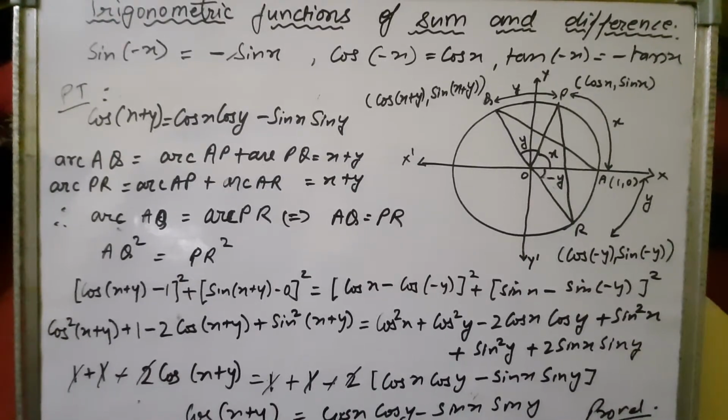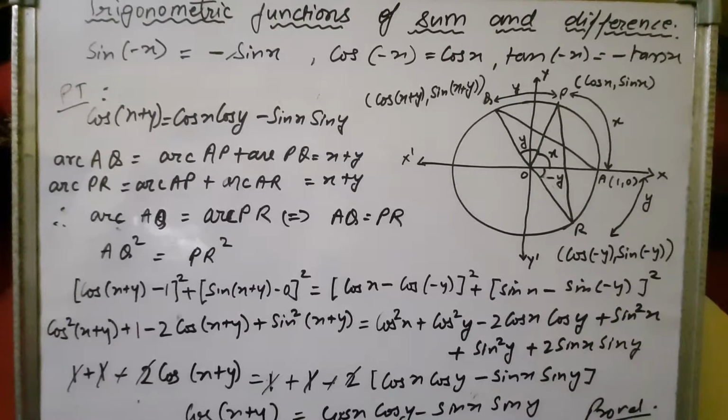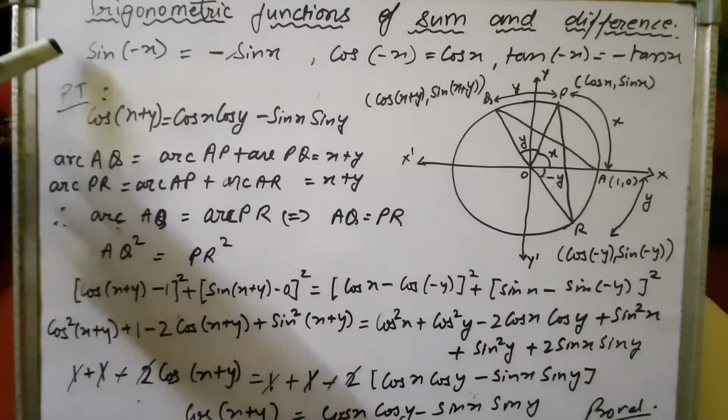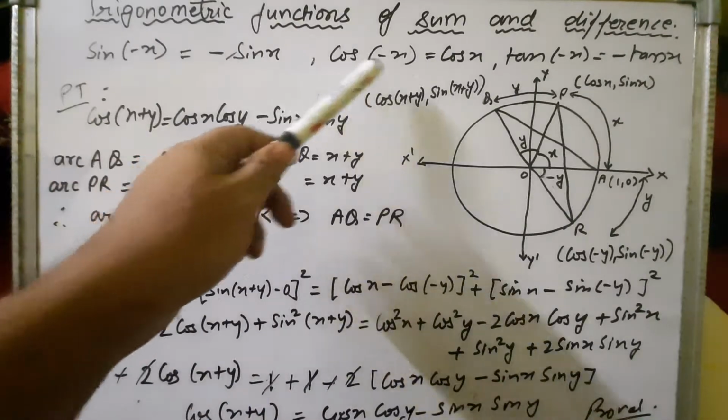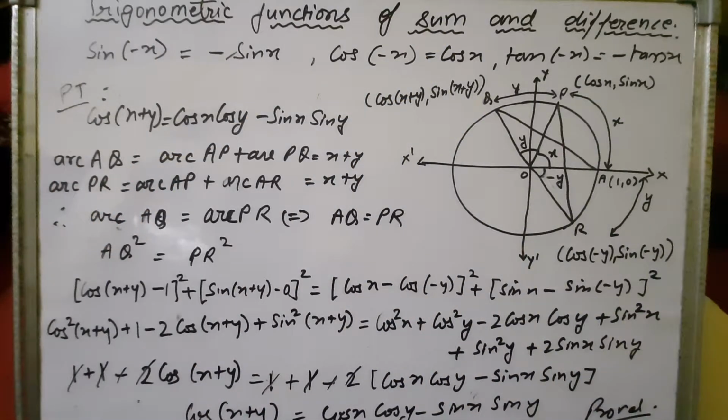Children, today we are going to start the next exercise of trigonometry. This exercise is based on trigonometric functions of sum and differences. Right, children? In the previous exercise, we have studied the concept that sine of minus x is minus sine x, cos of minus x is cos x, and tan of minus x is minus tan x. So we are going to use this for our proofs in the next exercise.